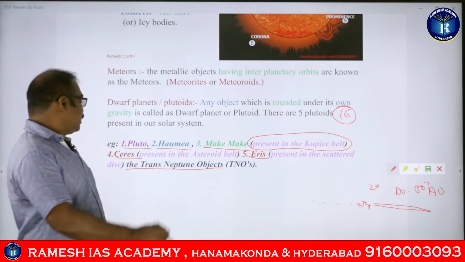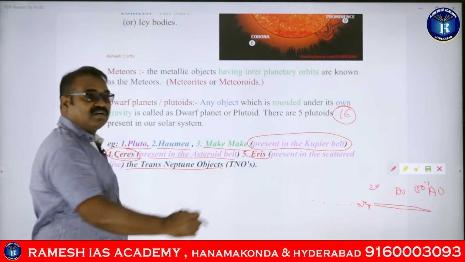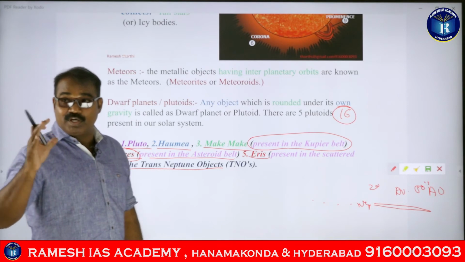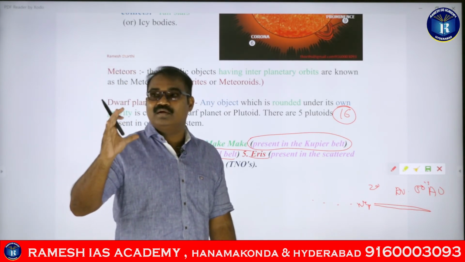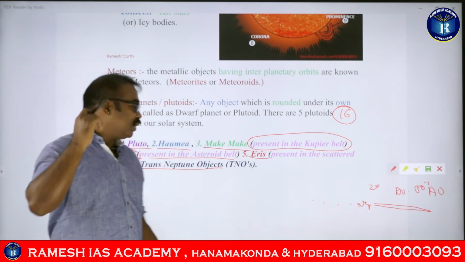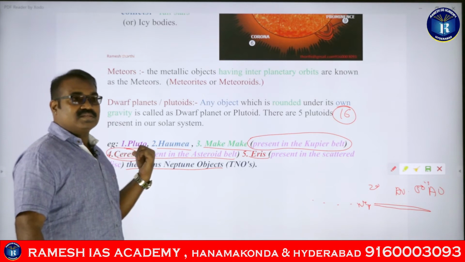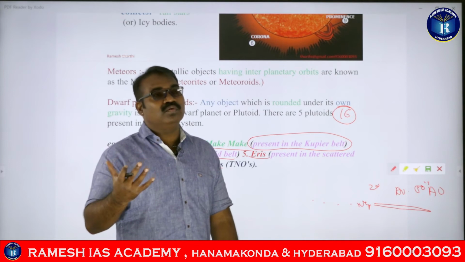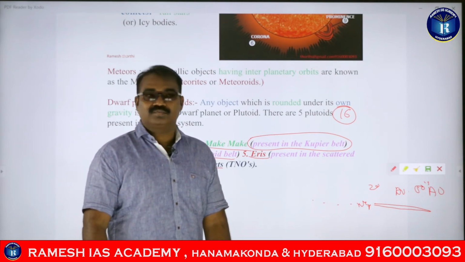Then this one, the Ceres, is present in the asteroidal belt. Just now we were talking about the asteroidal belt, and we said that there is a possibility of one of the asteroids getting rounded. Already one got rounded, and that is Ceres, guys. So in the near future, there is a possibility of a new planet coming up in the asteroidal belt.